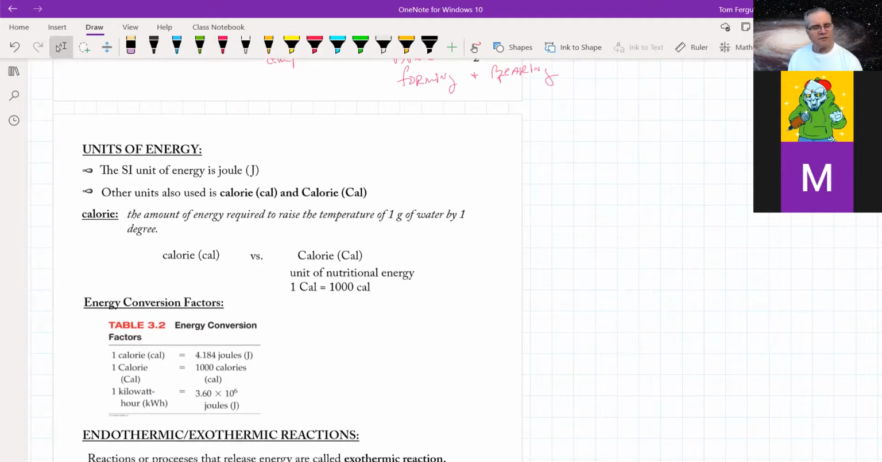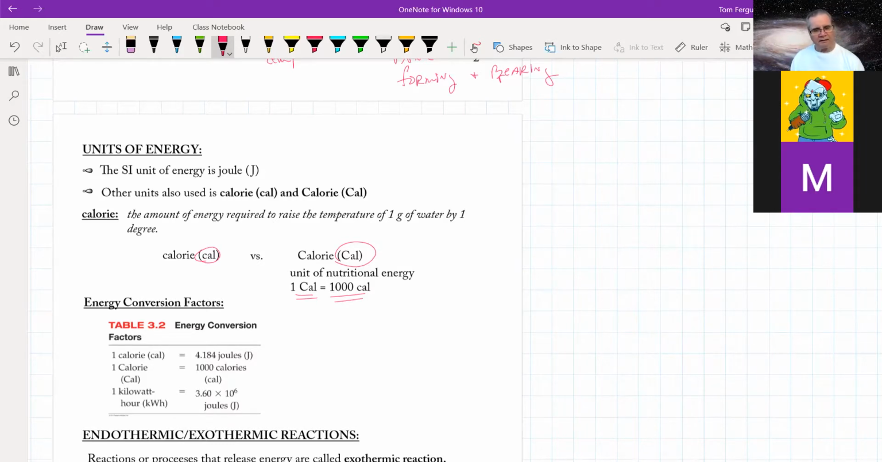Now, as far as our units go, the SI unit of energy is a joule, and you might not have heard of that. You've probably heard of calorie though. And nutrition is a big deal nowadays, and they always say this is so many calories. And there are two kinds of calories. There's little calorie and big calorie. Little calorie is with a lowercase c. A big calorie is an uppercase C, and it's really a kilocalorie. So the big calorie is equal to 1,000 little ones. So it's like a gram and a kilogram. And they don't call it a kilocalorie, they call it a calorie.